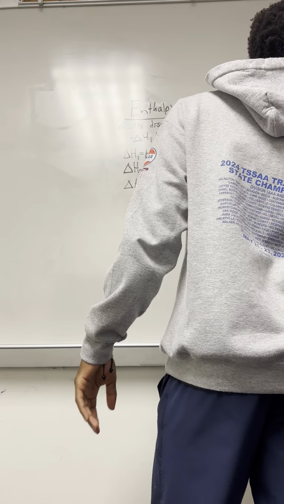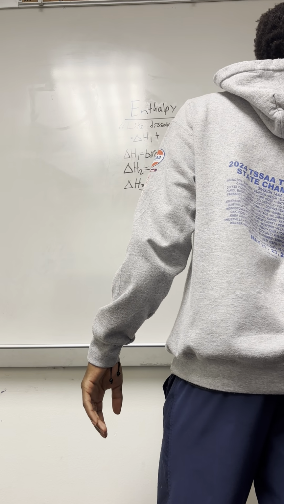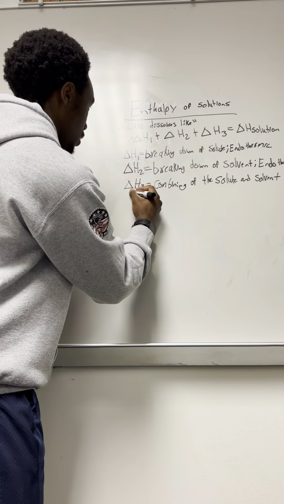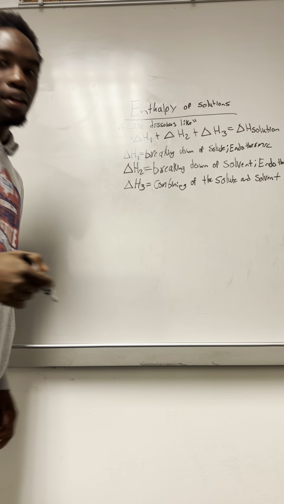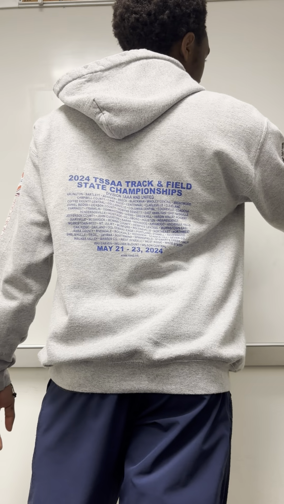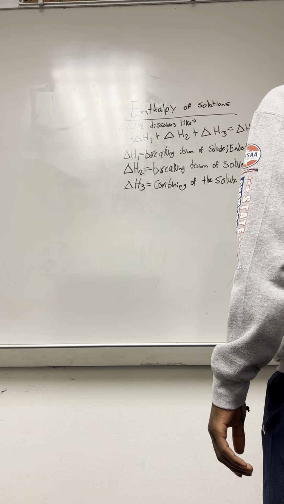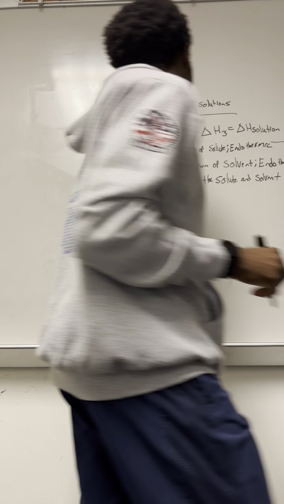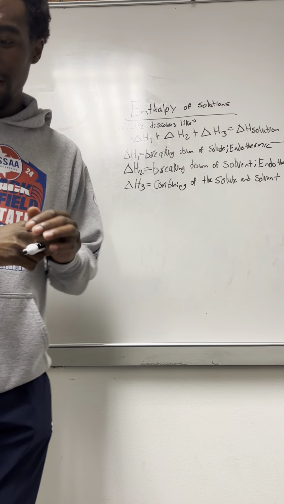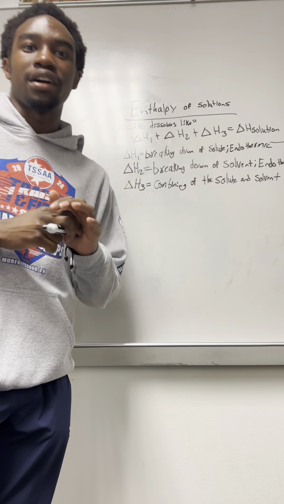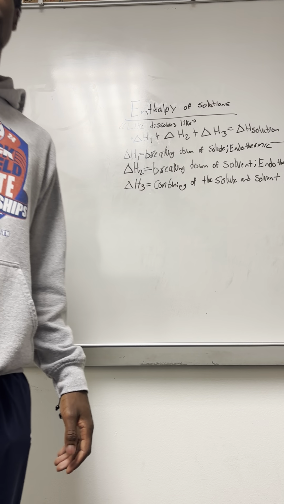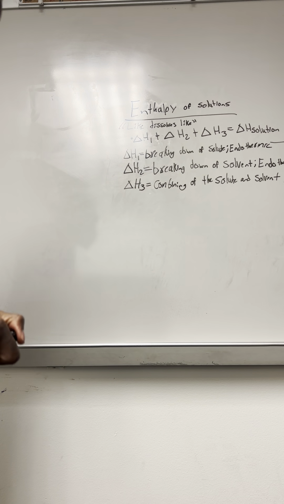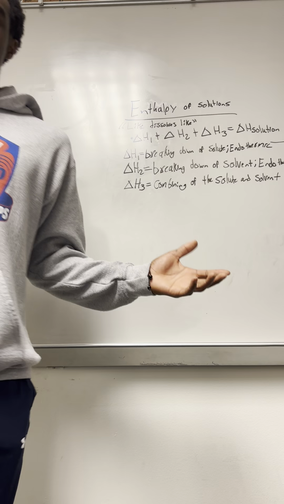And this will be a negative delta H. Now, if you combine all three of these, you'll eventually get the delta H of the solution. Now, if your reaction is exothermic, that means the solution is favorable because it is releasing energy and does not require taking in energy. However, if your delta H of solution is endothermic, it means that the solution is not favorable, since you will need to bring in excess energy.